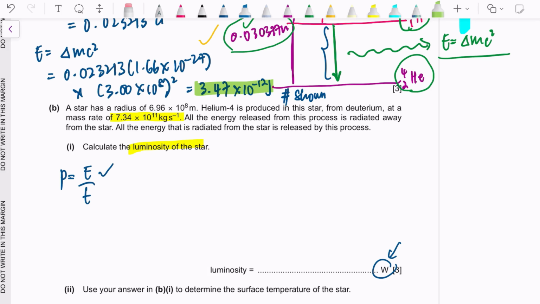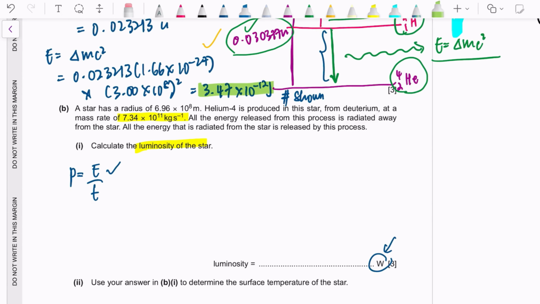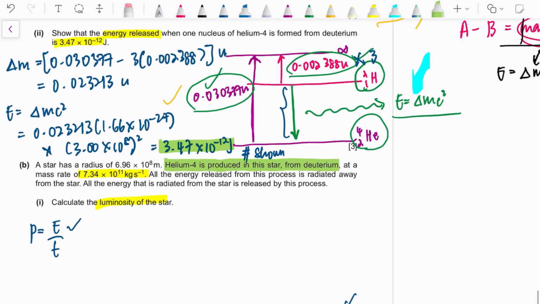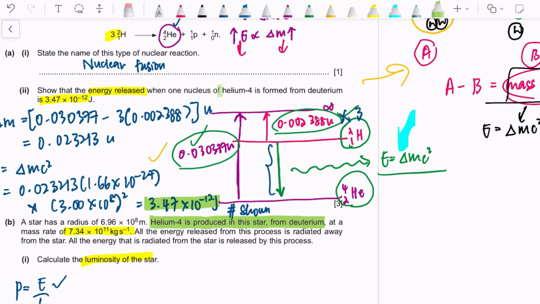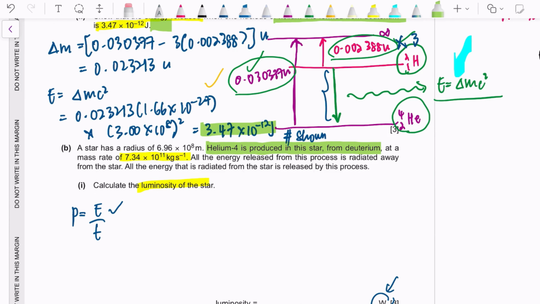Because here they said helium-4 is produced in the star from deuterium, right? And that is what we actually found here, from deuterium, and that's the energy, right? So we already have our energy. Now we need to find our time.